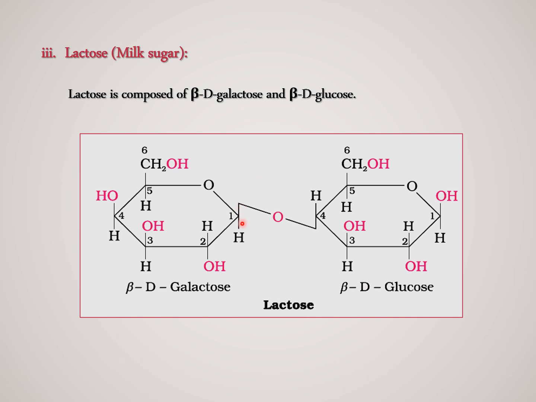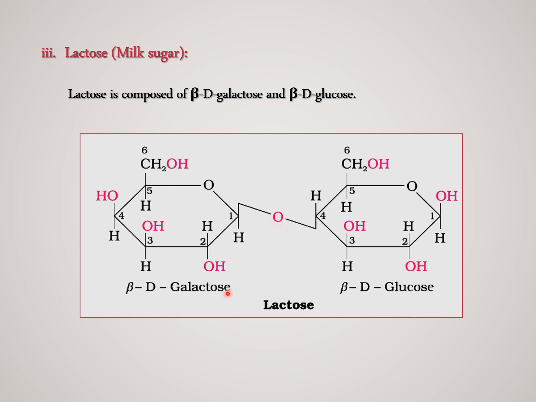That is what we are talking about. Carbon number 1 of galactose, this is the galactose part, this is the glucose part. Carbon 1 of galactose is linked to carbon 4 of glucose through beta glycosidic linkage. This is the beta linkage. So it is a linkage through oxygen.